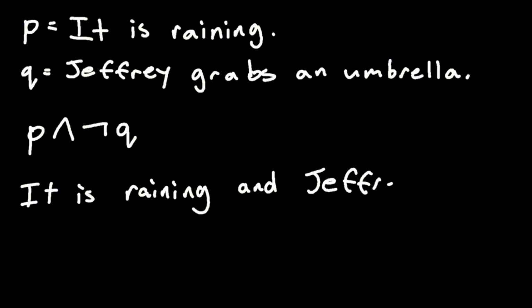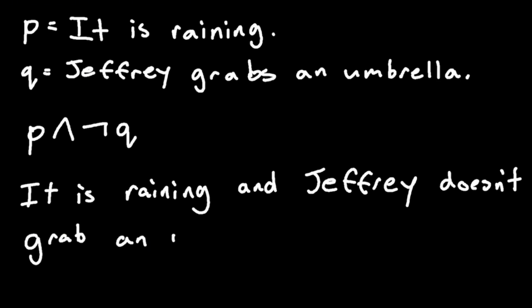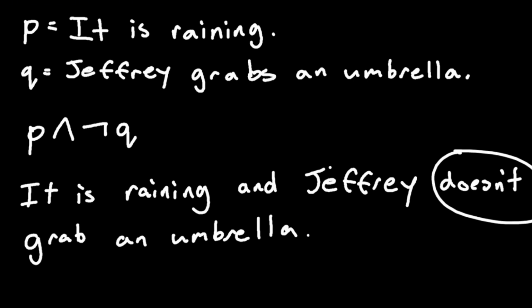Jeffrey doesn't grab an umbrella. Now, this right here is the opposite of Jeffrey grabs an umbrella, and the reason why we wrote the opposite is because we put the NOT logical operator here. So the NOT logical operator just kind of states the opposite of the sentence.